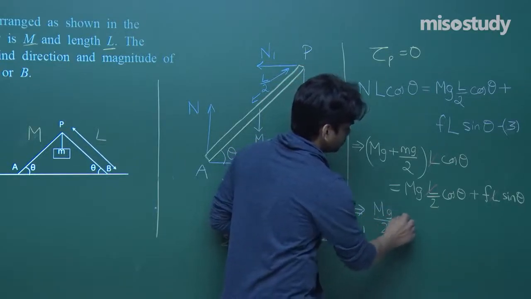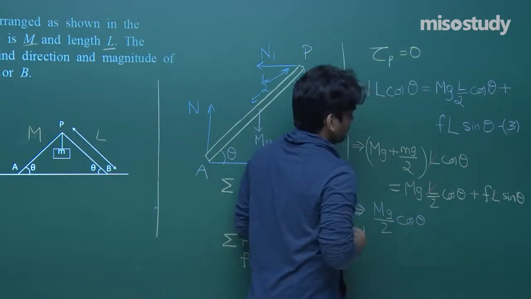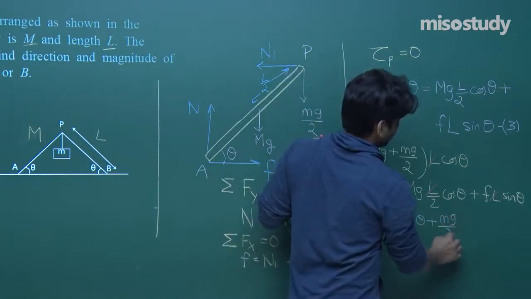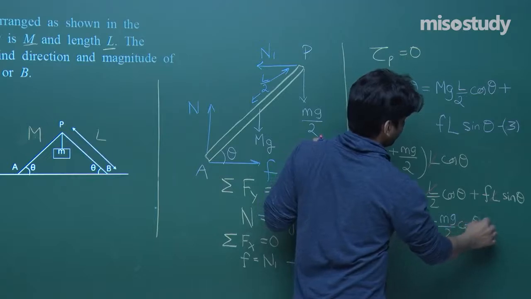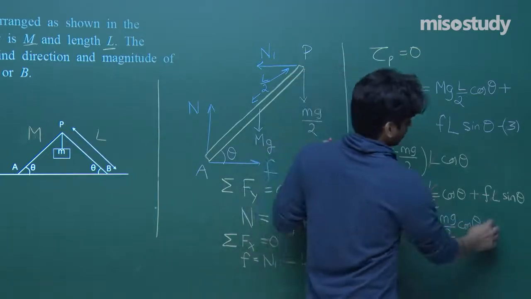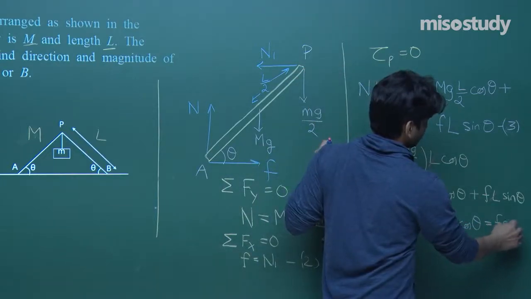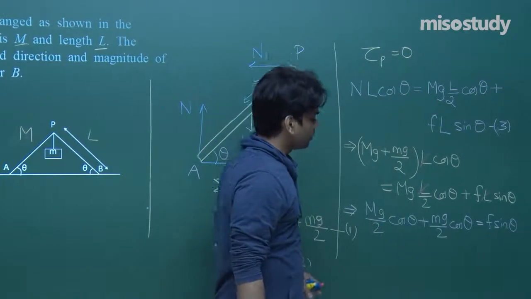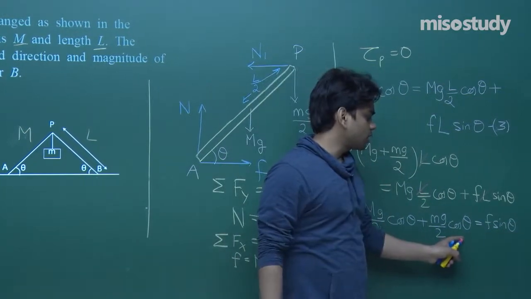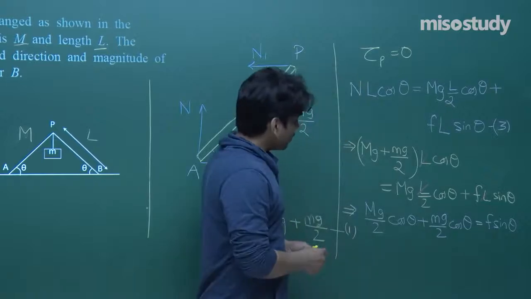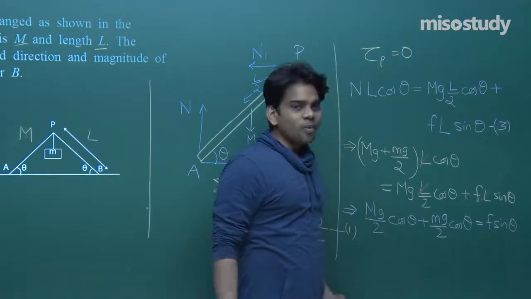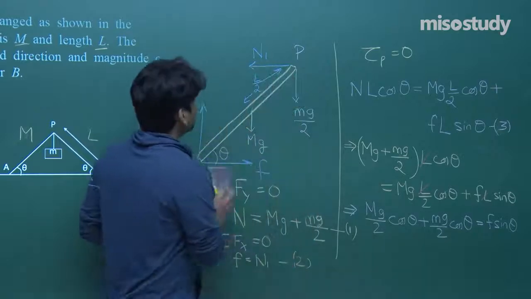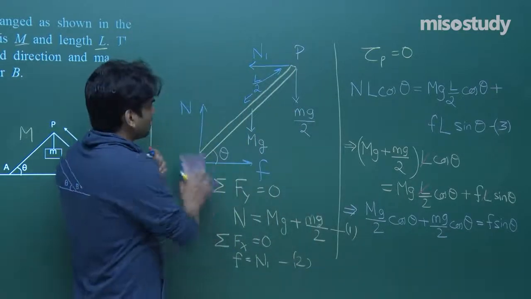mg by 2 cos theta plus mg by 2 cos theta is equal to f sin theta. So we got this, mg by 2 cos theta plus mg by 2 cos theta is equal to f sin theta. Now g cos theta can be taken as common, and if we divide with sin theta, we'll be having g cot theta. So final answer, I believe that you would have taken down the diagram. I'm rubbing this part.